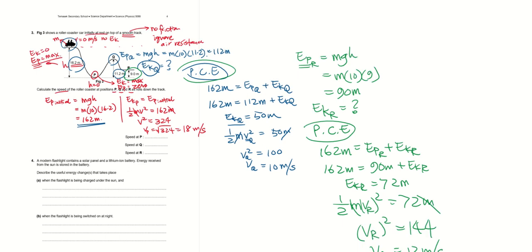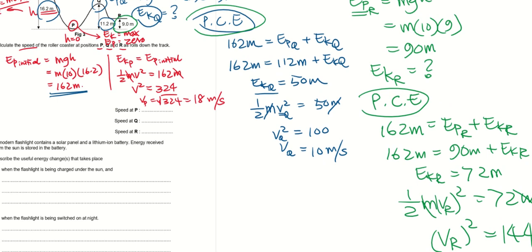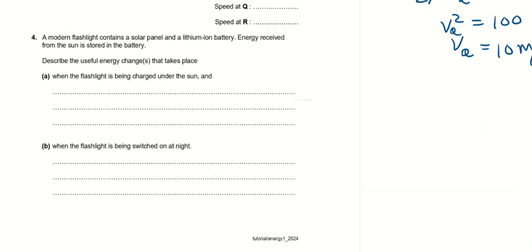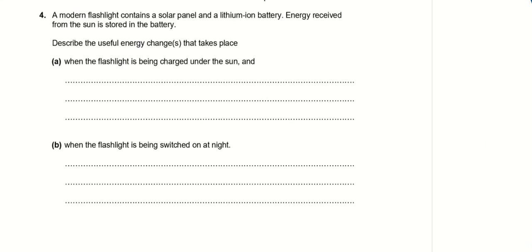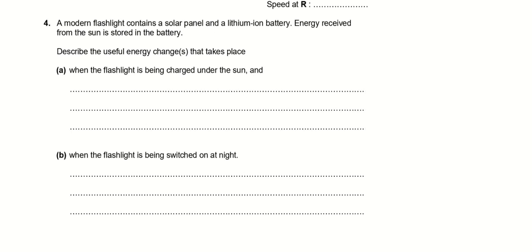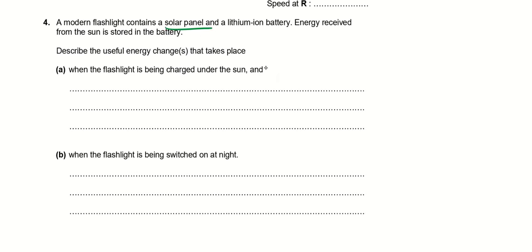Can? Okay, I'll be going through question 4 now. So question 4 is sort of like an explanation question. There should be no calculation to it. They want us to describe the useful energy transfers that take place when a modern flashlight containing a solar panel and a lithium-ion battery is used. So this is by electricity, by electrical source.